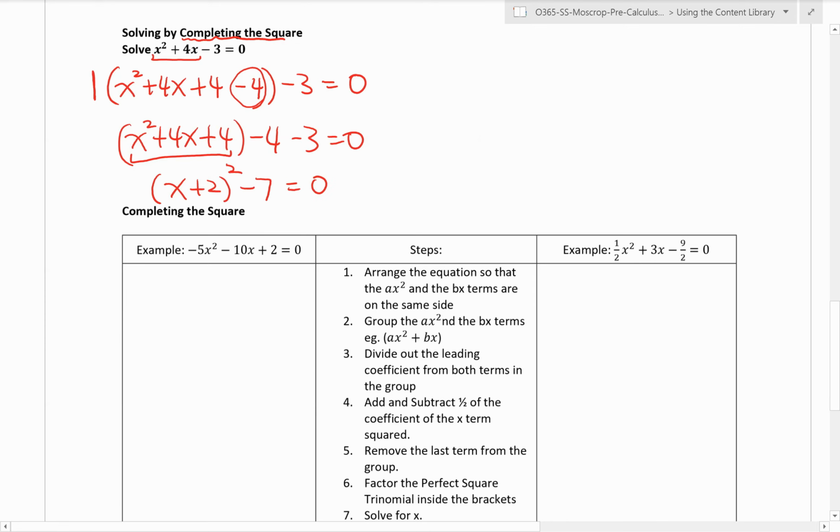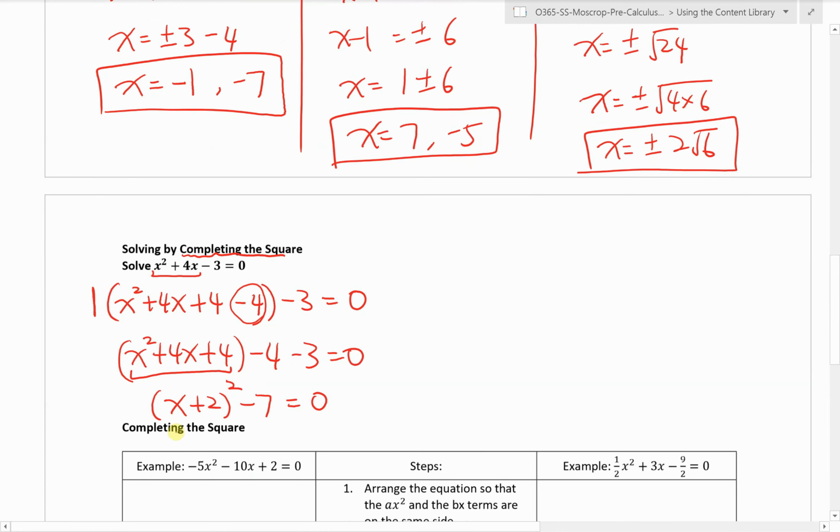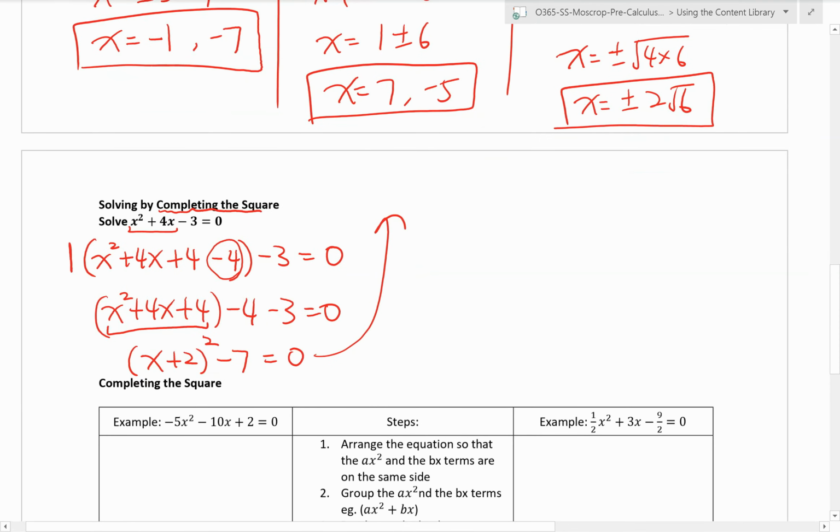Look at that. This is what we had in the previous page, right? We have a square term and a constant. Now we can solve this using the square root. So we are going to isolate the square term first and then move 7 to the right. Now we can square root both sides. You get x plus 2 is equal to plus minus root 7.